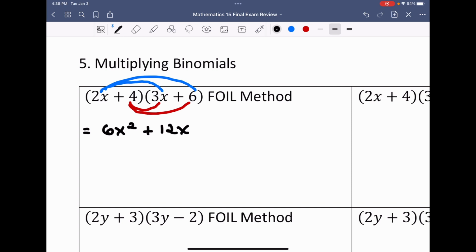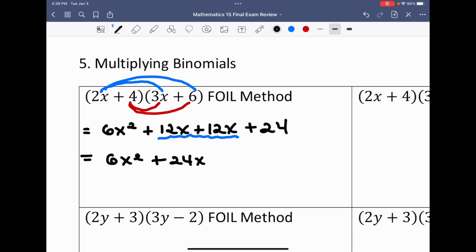And then now we shift to 4 times 3x, 4 times 6. Well, 4 times 3x is plus 12x, and then 4 times 6 is plus 24. Now all that's left to do is look at this and say, hey, we have two terms in the middle that are like terms. They both have just an x with coefficients. When we add them together, it's going to be 6x squared plus 24x. And then finally, plus 24 as the constant term with no variables.